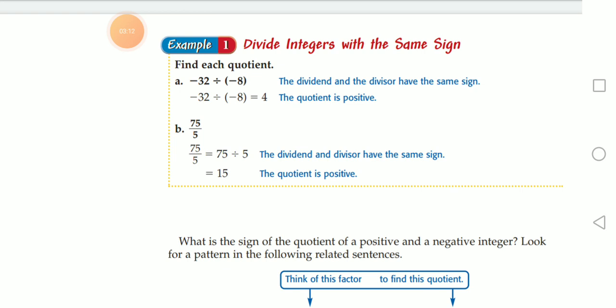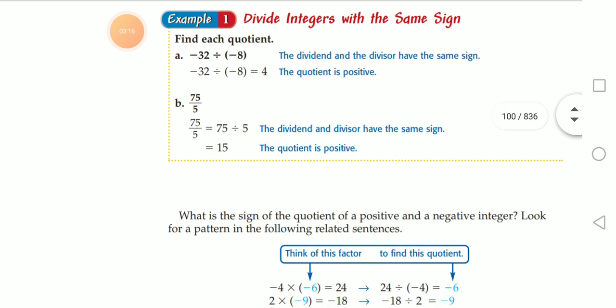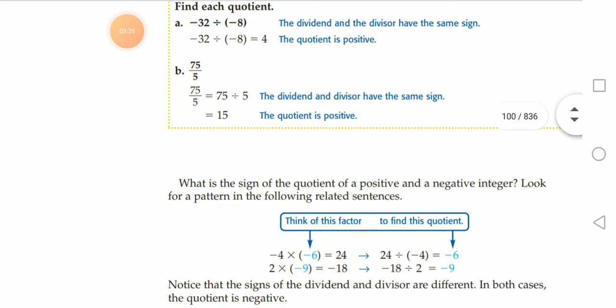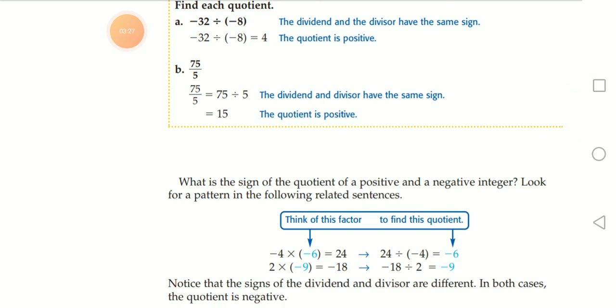Divide integers with the same sign. Example 1: negative 32 divided by negative 8. Negative divided by negative gives you positive. I have here 75 over 5. The fraction bar means divided. So 75 divided by 5 gives a quotient of positive 15.